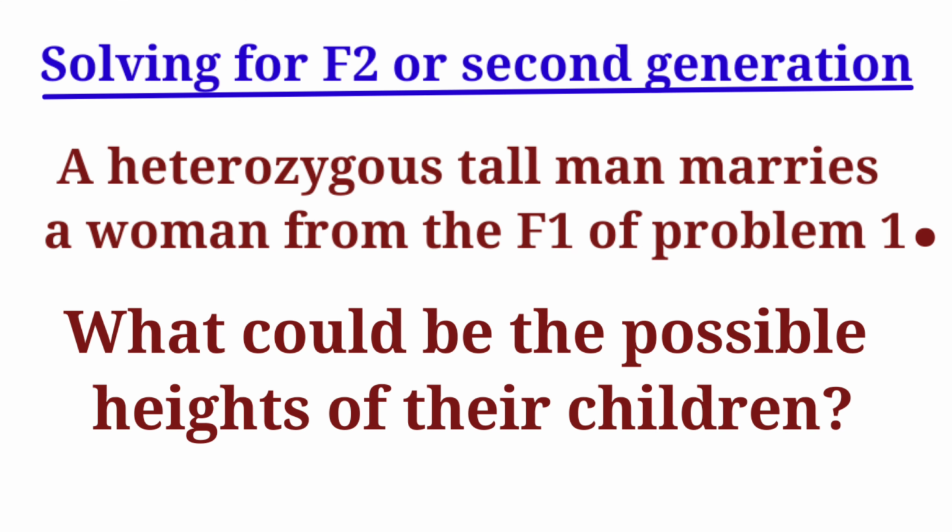Okay, so now we will be solving for the F2, or the second generation. Now the problem is: a heterozygous tall man marries a woman from the F1 of problem number 1. The question is, what could be the possible heights of their children? Okay, so let us now solve problem number 2.